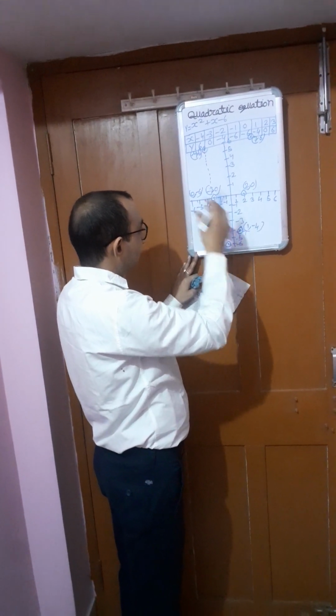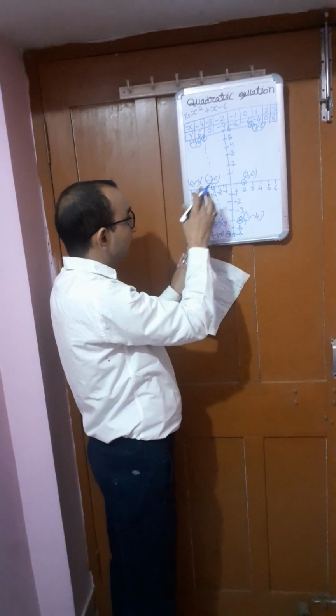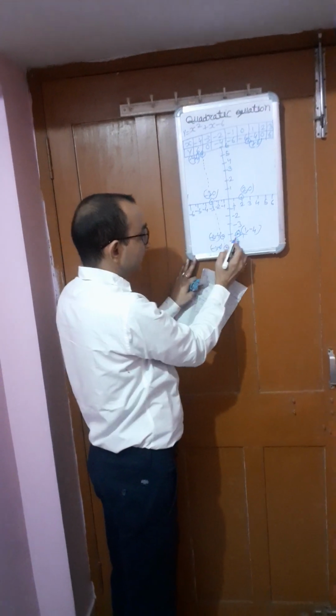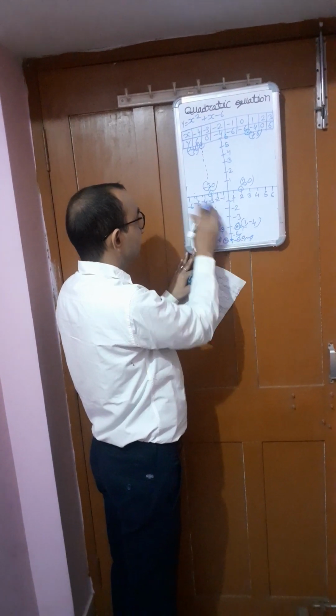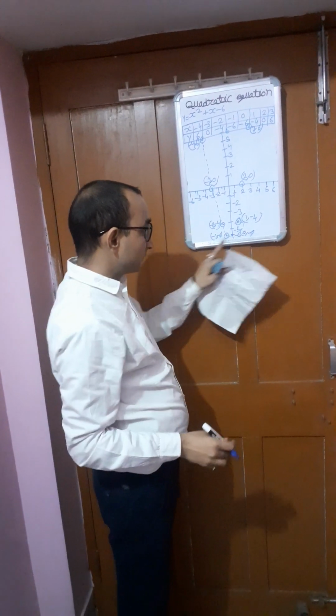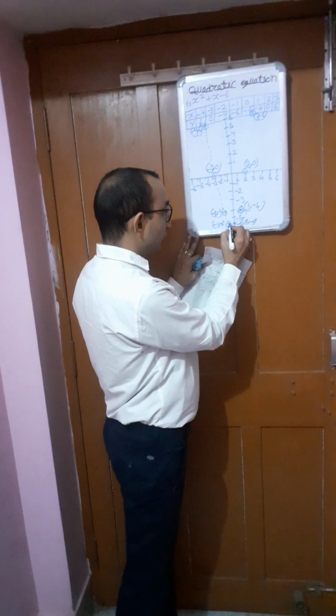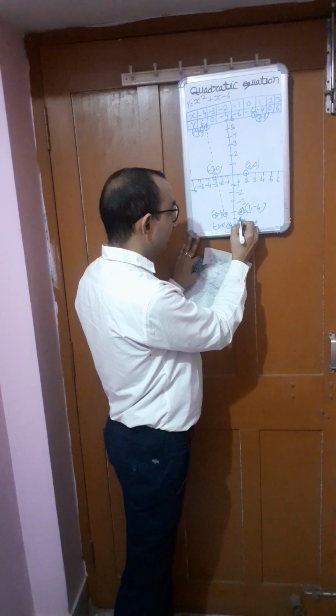x equal to 0 minus 6. Sorry, x equal to 0, y equal to minus 6, is here, it is not here. Because when x equal to 0, y equal to minus 6 is here. So you have to join these points by this method.